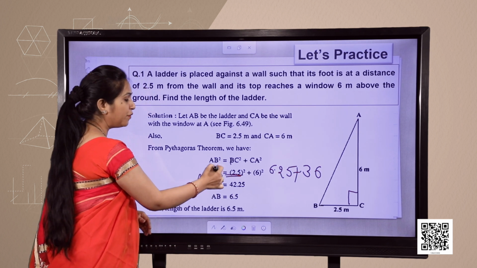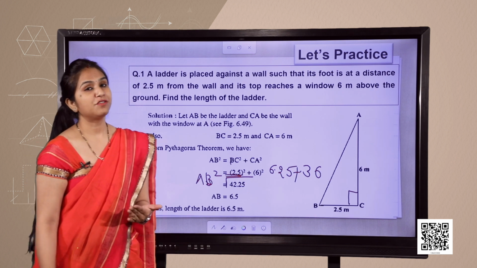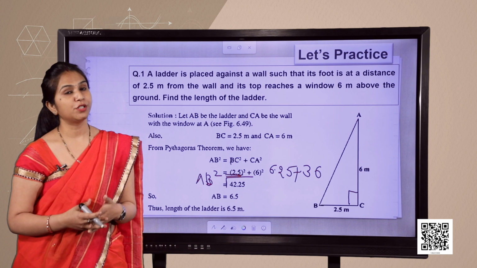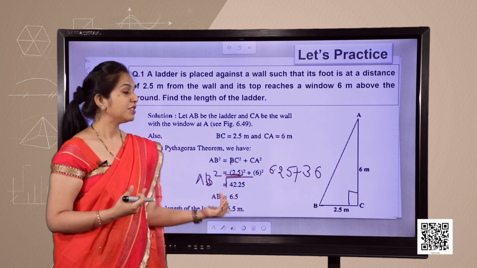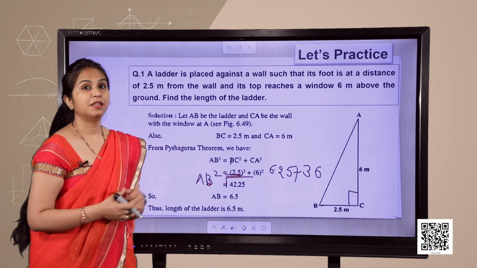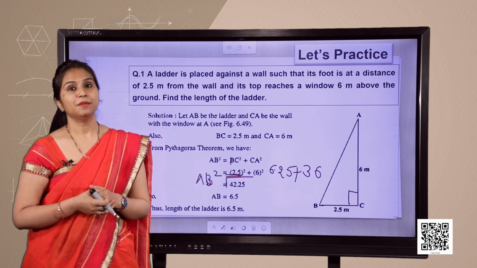So now when you remove this square, you will have root on this number 42.25. Children, find the root of this number. It's your choice. If you want, you can do long division or you can do prime factorization to find the root, and here you will see that AB is equal to 6.5 meter. It means the length of the ladder is equal to 6.5 meter.